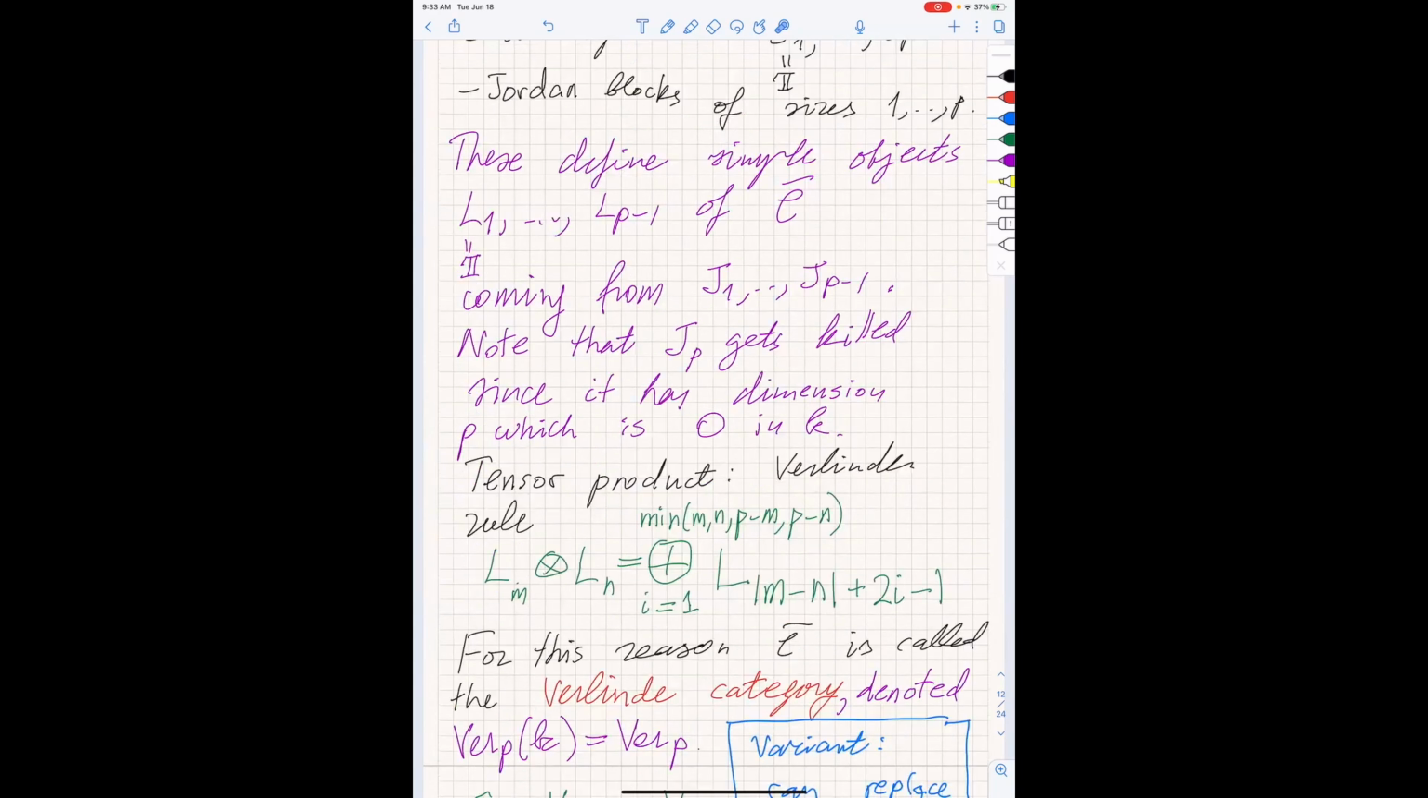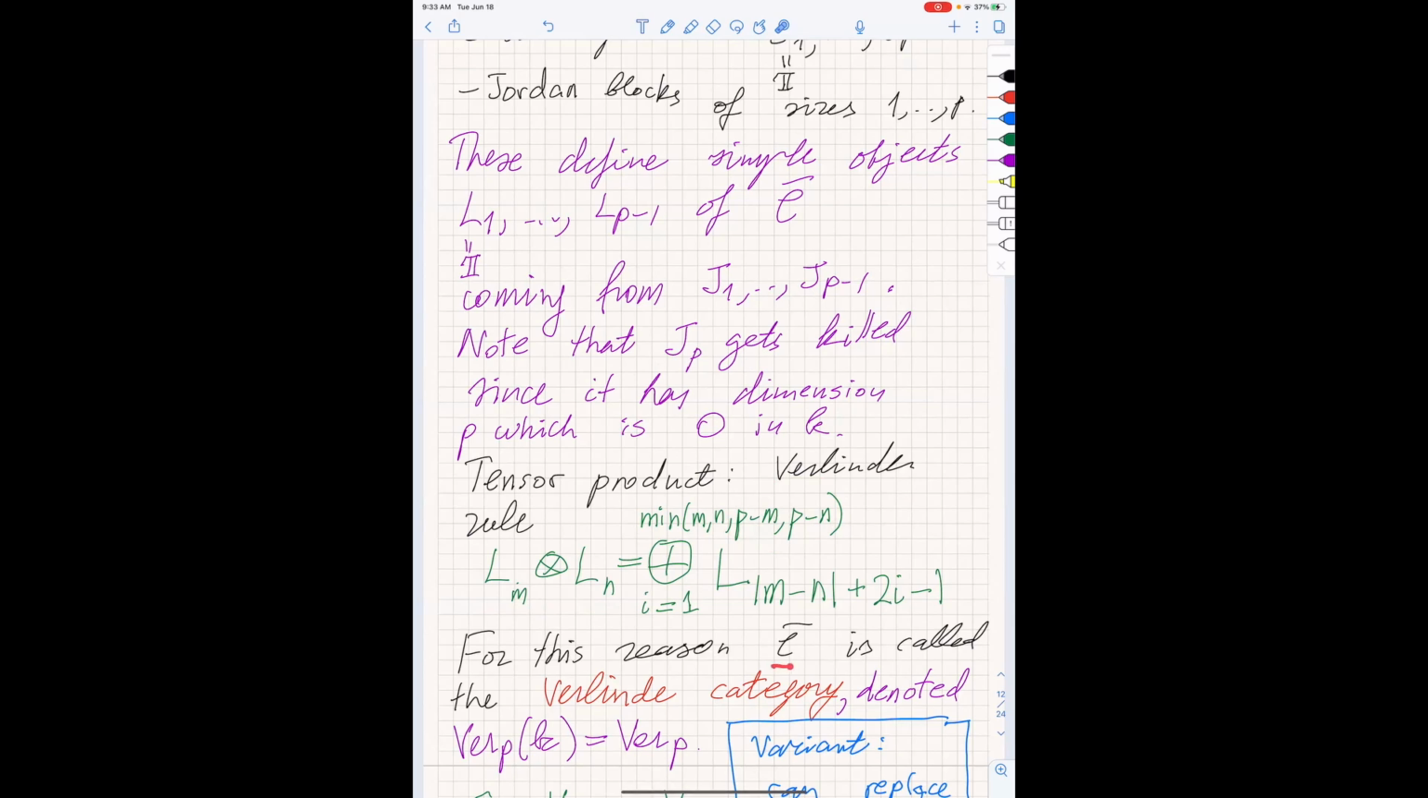And the tensor product is given by the so-called Verlinde rule, which we see also in conformal field theory and the theory of quantum groups. So it looks like Clebsch-Gordan. If m and n are small compared to p, this is the usual Clebsch-Gordan rule for SL2 representations. And if we didn't have this p minus m and p minus n here, then it would be the usual Clebsch-Gordan rule. But it is actually a truncated version of that.